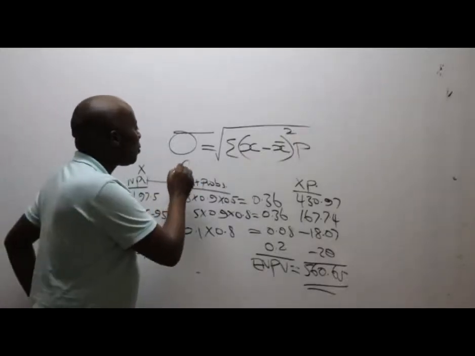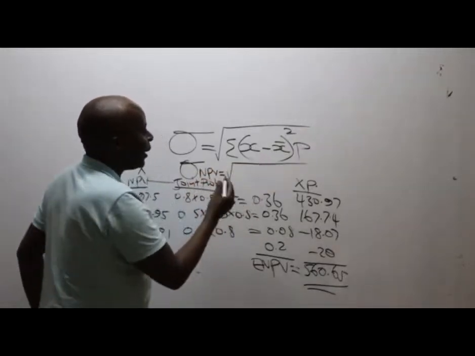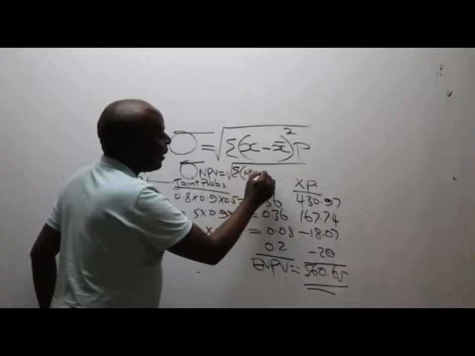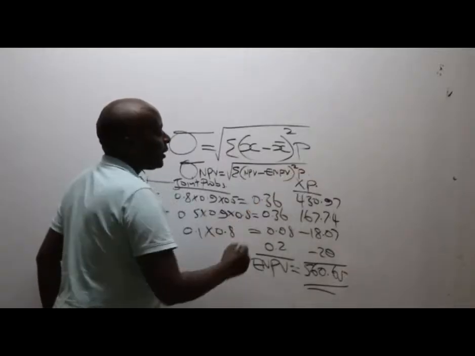So then when they tell me to give them standard deviation of NPV, I'll put a bracket like that. I'm now copying everything. So this one here will be NPV minus expected NPV, squared, times probability.